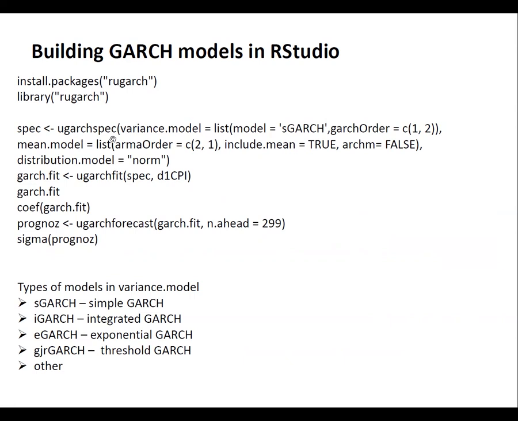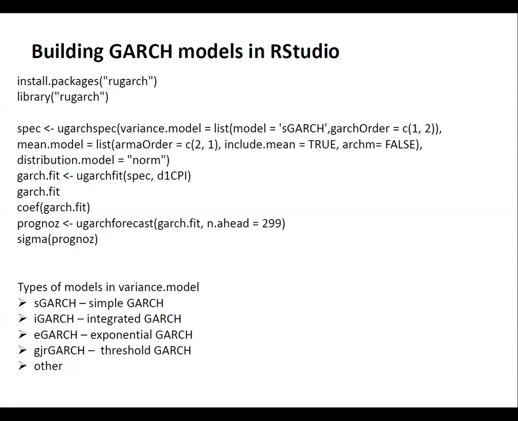ugarchspec is a function. This function simply specifies the specification of the GARCH model we are working with. So here the spec variable is set to the specification of the GARCH model we are working with.